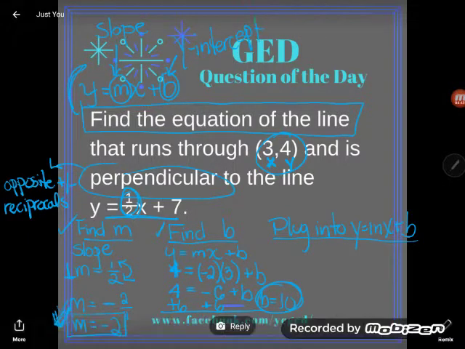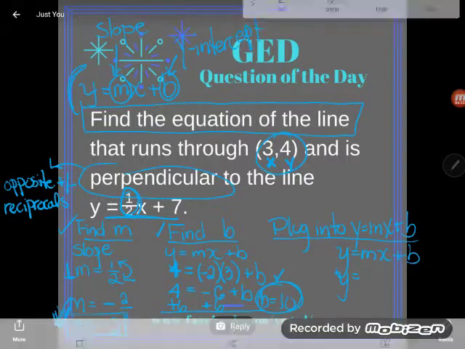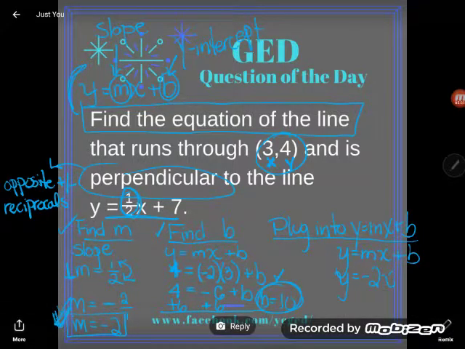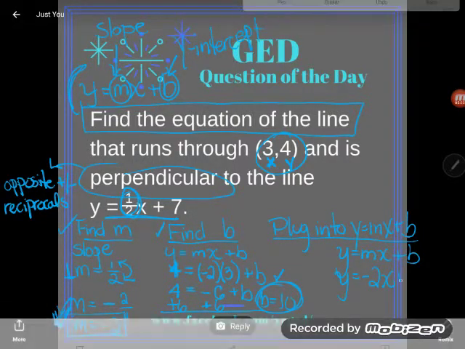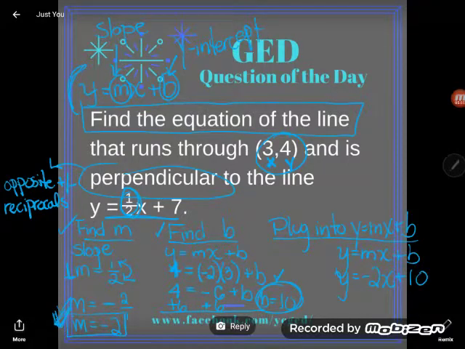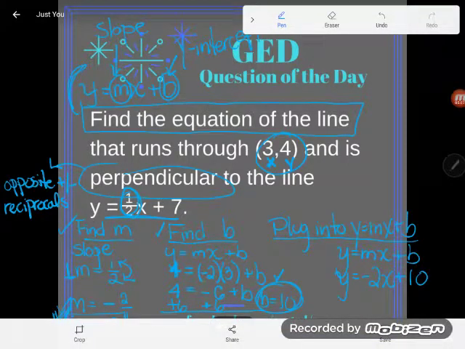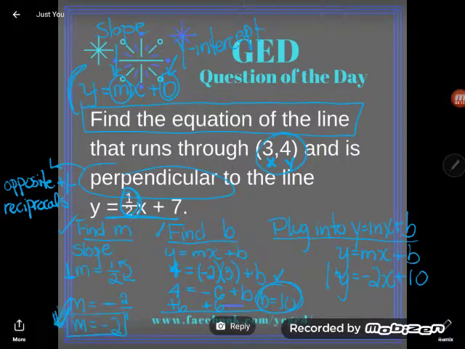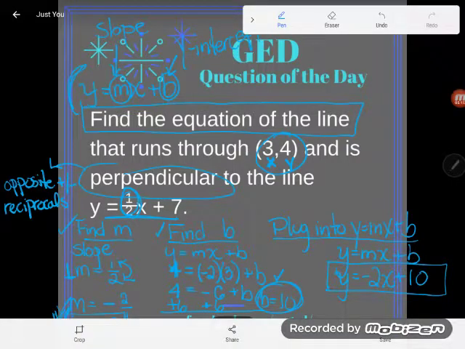Now that I know my m and I know my b, I can plug into y equals mx plus b. Let's do it. Remember, when you're finding the equation of a line, you want your y to stay y, but you want your m to be specific. Your x will stay x, but your b will be specific. And my specific line here that I found, that runs through the point (3, 4) and is perpendicular to this other line, is y equals -2x plus 10.